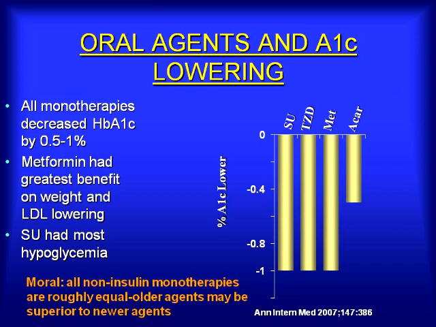And basically, when you look across the board, the sulfonylureas, the TZDs, metformin, acarbose, they will all lower A1C 0.5 to 1% in a research setting. Metformin has the advantage, it has the best effect on weight and LDL lowering. I won't go into that in any more detail. Sulfonylureas have a problem with hypoglycemia associated with them. But the moral of this story is that all non-insulin monotherapies are roughly equal.